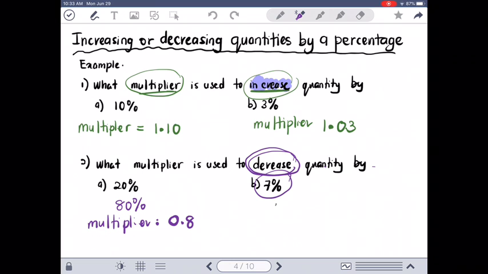What multiplier is used to decrease quantity by 7%? It means that it leaves us with 93%. So in terms of multiplier, we will get 0.93.